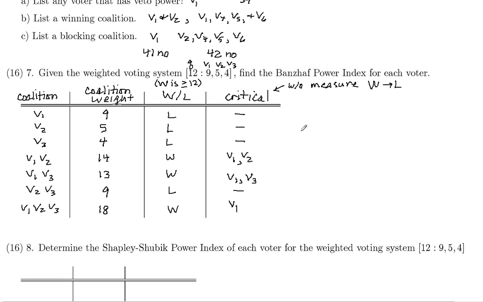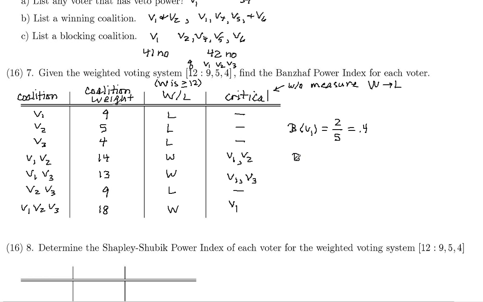So voter 1 is the only critical voter in that coalition. And then for Banzhaf, you do critical over the total number of critical voters. So the Banzhaf power index for voter 1 is going to be the number of times voter 1 is critical, which is 2, out of 1, 2, 3, 4, 5, 5 times that a voter can be critical total. And so that's 2/5, which is 0.4, 40%.